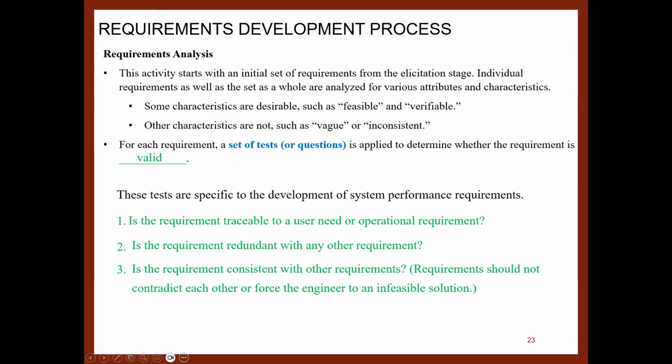Is the requirement consistent with other requirements? Again, requirements should not contradict each other or force the engineer to an infeasible solution. Like, by satisfying this one, I would not satisfy this one. So that contradictory set of requirements cannot coexist. So these are 3 questions that you might need to ask as you build your set of performance requirements. And you remember those 6 different types of requirements, those are all of them performance requirements.